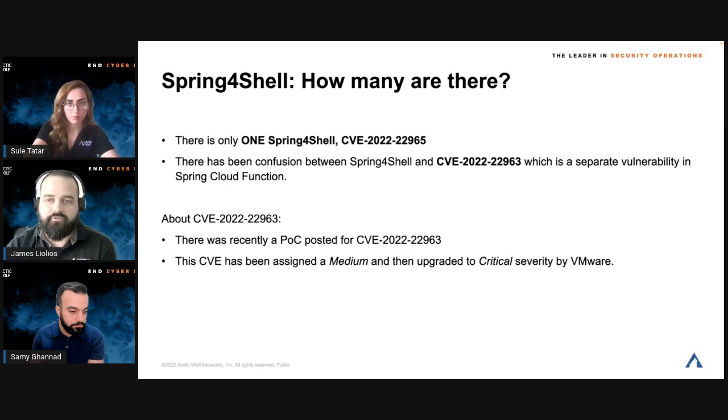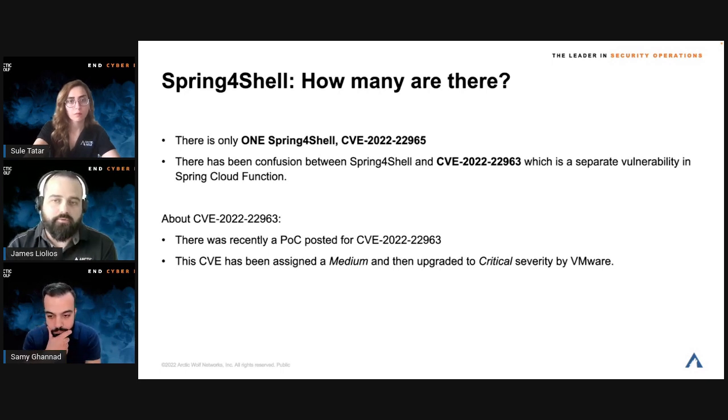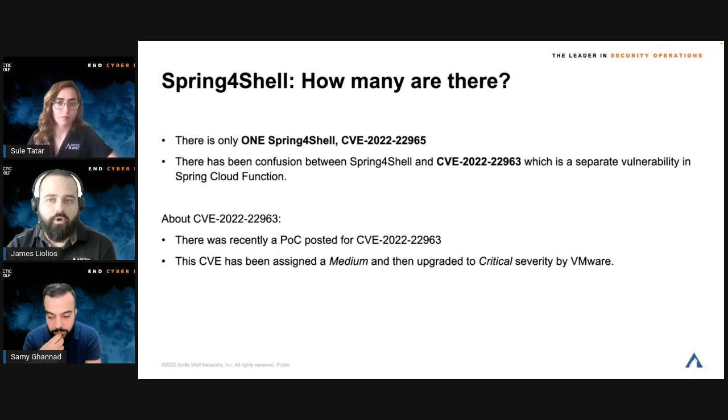Spring Cloud function for versions 3.1.6, 3.2.2, and older unsupported versions if successfully exploited. We have not observed active exploitation of this separate CVE at this time. However, we have observed multiple POC exploits being shared publicly for this one. And at the time that it was released, the CVE was assigned a medium severity score, but was quickly upgraded to critical severity by VMware once the remote code execution aspect of the CVE was better understood.